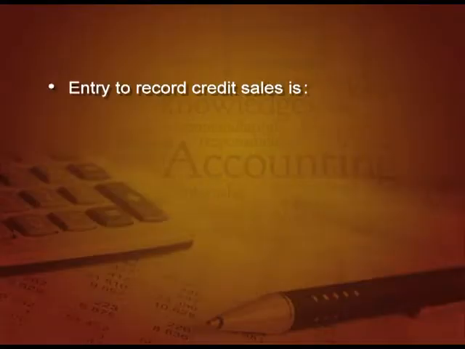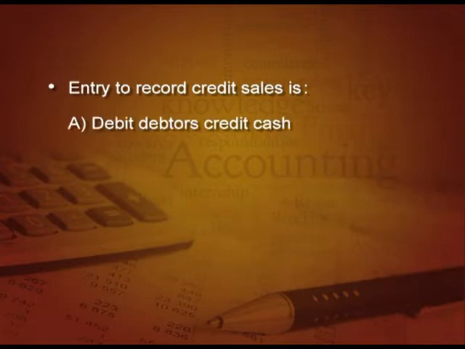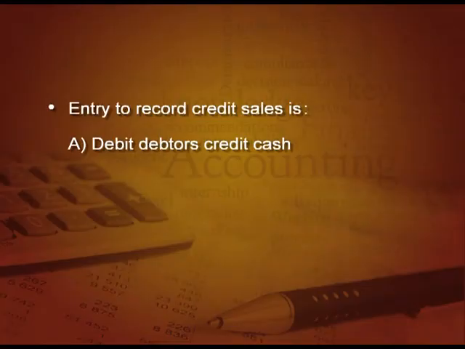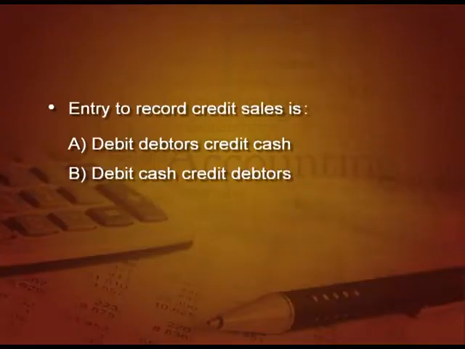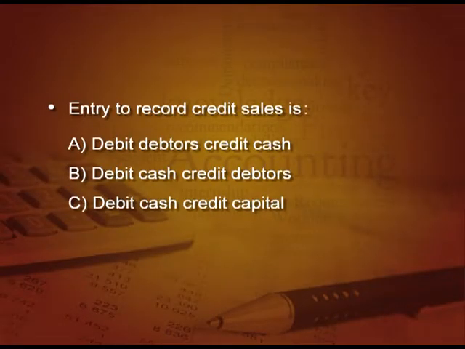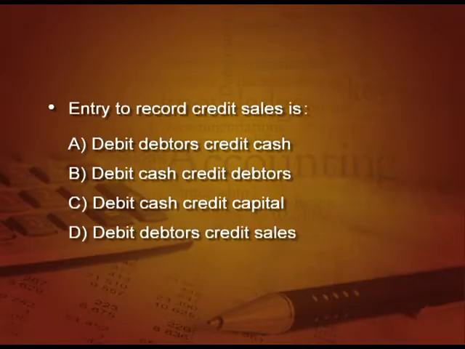Next question. Entry to record the credit sale is A. Debit debtor, credit cash. B. Debit cash, credit debtors. C. Debit cash, credit capital. And D. Debit debtors and credit the sales. Yes, again the option is D, because when we make a sales entry, it is party account debit to sales.